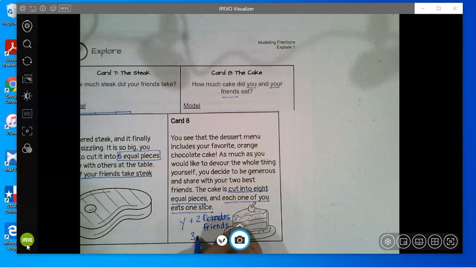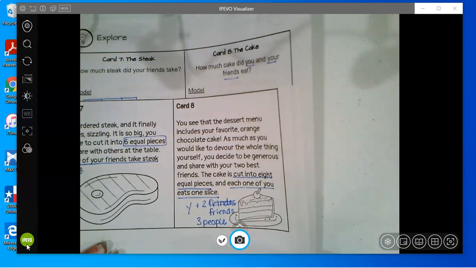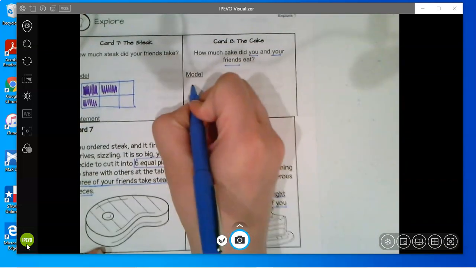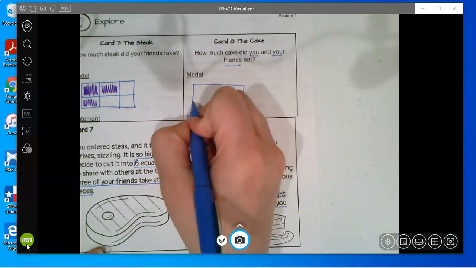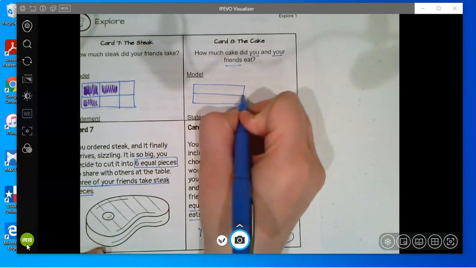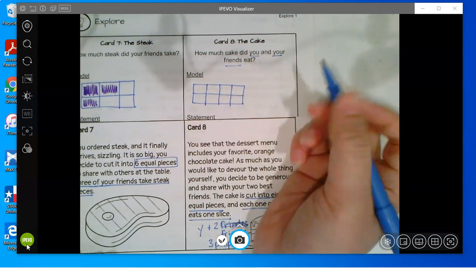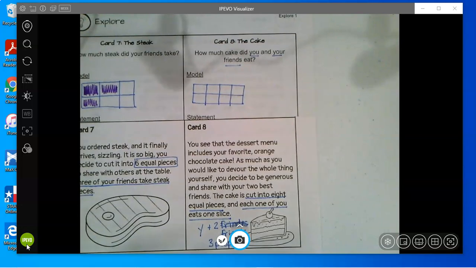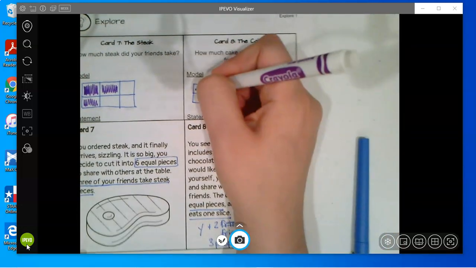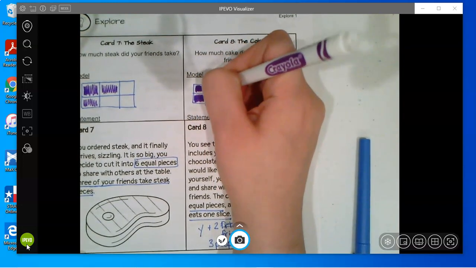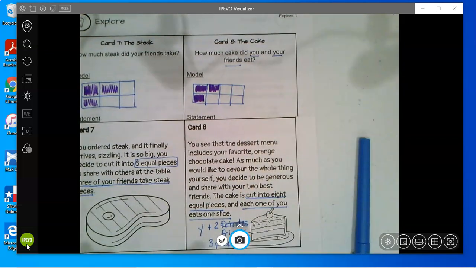Okay, so that means 3 people are going to eat the cake. So first thing I need to do is model. So it tells me that I cut it into 8 equal pieces. I'm going to draw my picture. Okay. Now it wants to know how much cake did you and your friend eat. Well, we know there's 3 people, so I'm going to say I ate a piece, my friend ate a piece, and my other friend ate a piece. Okay.